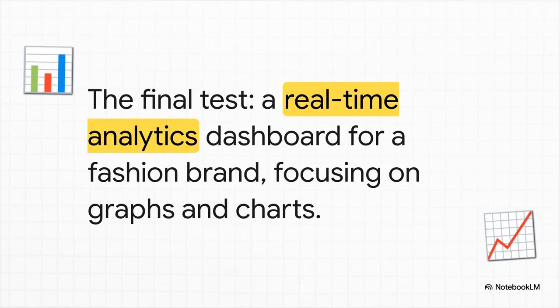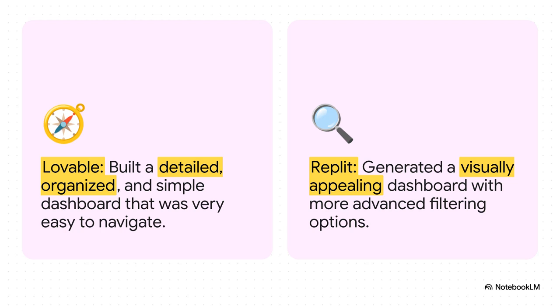And now for the final round, the big business challenge. Create a real-time analytics dashboard for a fashion brand. We asked it to use random data for now, but with a super clean design that was all about graphs and charts. And once again, both tools really created some impressive dashboards. Lovable's was clean, organized, and just incredibly easy to navigate. It was perfectly simple. Replit's was also really nice to look at, but it came packed with more advanced features like filters for date ranges, product categories, and even store locations.